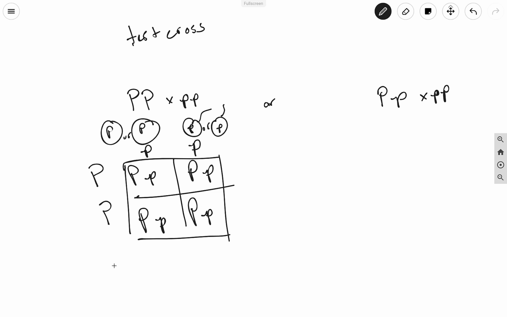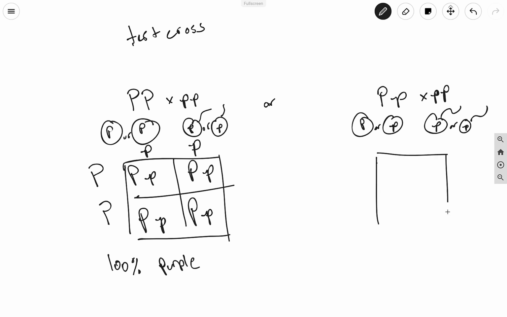And the result of this is we will get 100% purple flowers. So if you did this test cross and got 1,000 individuals, you would expect all of them to be purple. The other option for your plant was that it was big P, little p, in which case mom here could make a big P or a little p, and dad could make a little p or a little p.